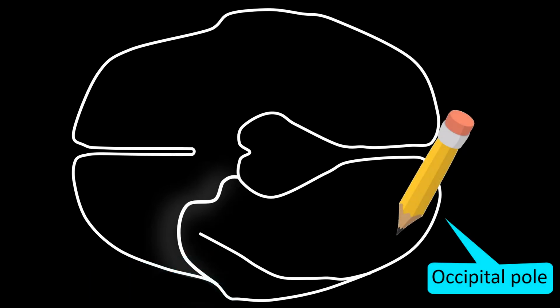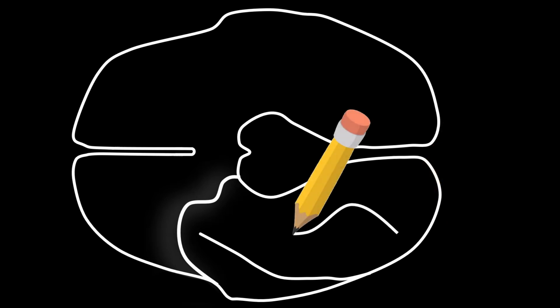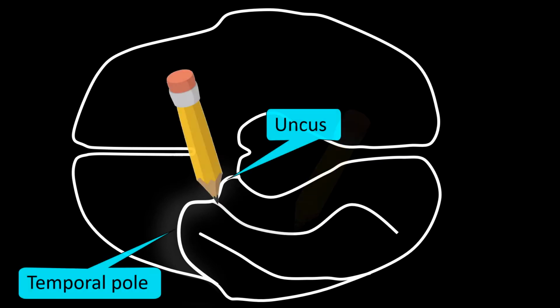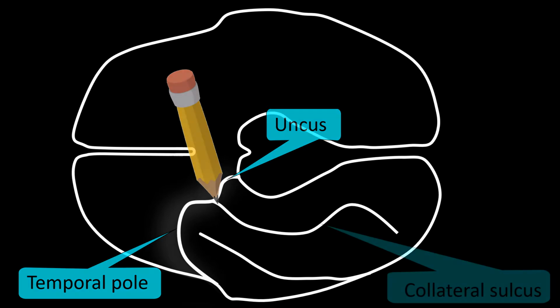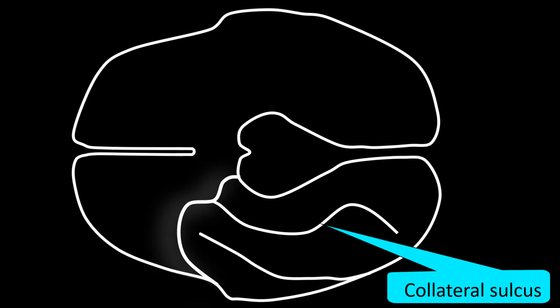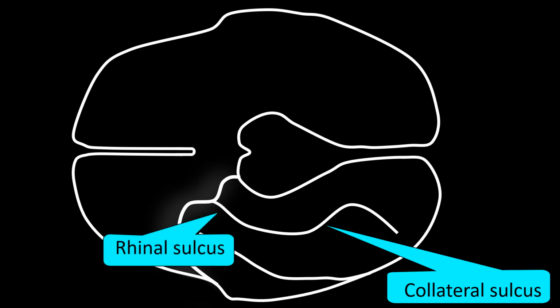Go back again almost to the occipital pole. Draw a wavy line, first going towards the figure resembling the heart, then following the figure's contour at a distance to reach the point between the temporal pole and the uncus. This is the collateral sulcus. The most anterior segment is the rhinal sulcus.